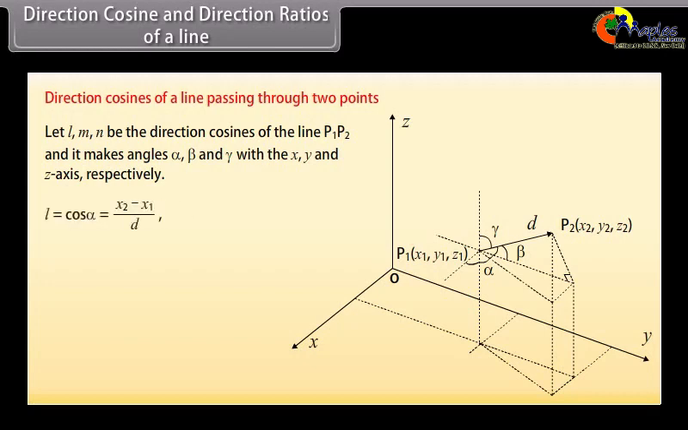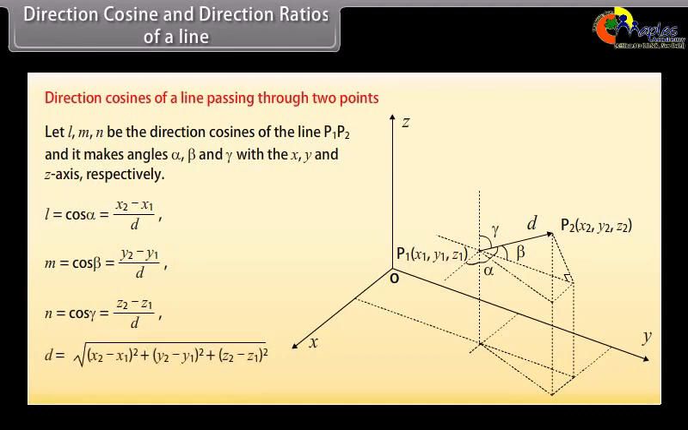The direction cosines are given as L equals cos alpha equals x2 minus x1 by d, M equals cos beta equals y2 minus y1 by d, N equals cos gamma equals z2 minus z1 by d, where d equals square root of (x2 minus x1) square plus (y2 minus y1) square plus (z2 minus z1) square.